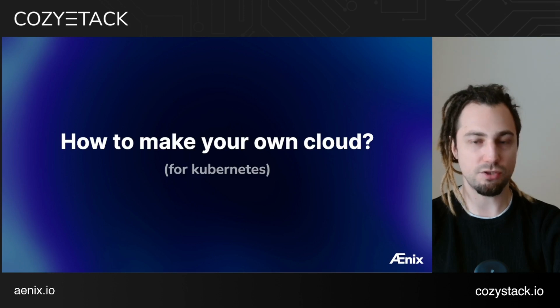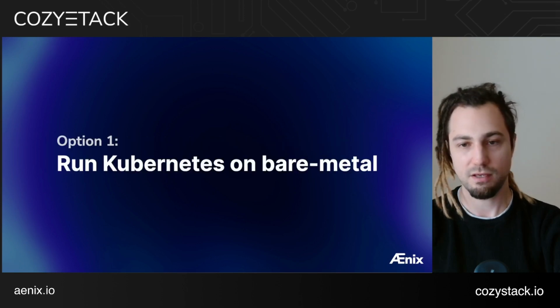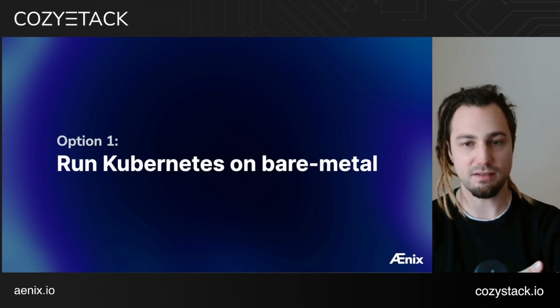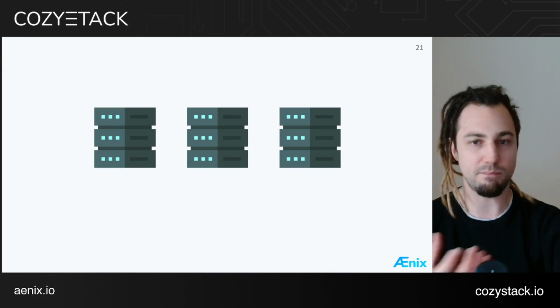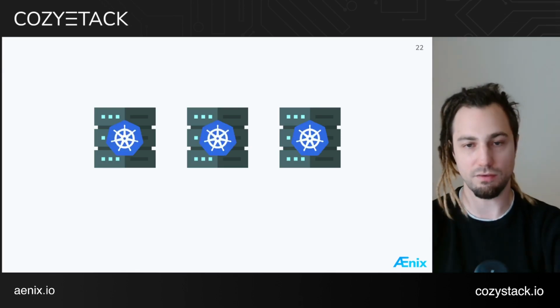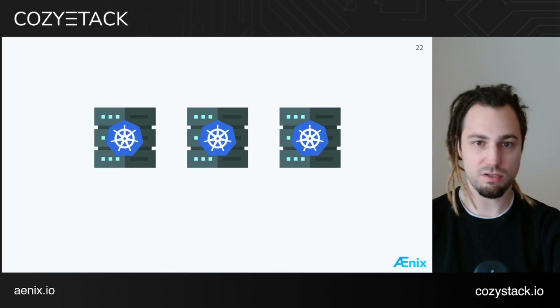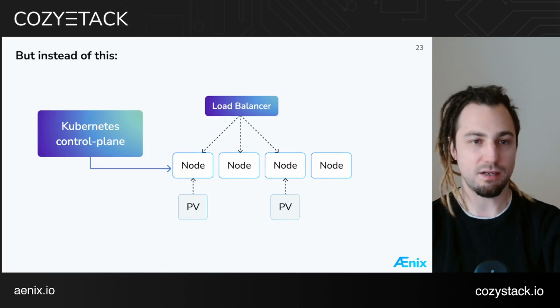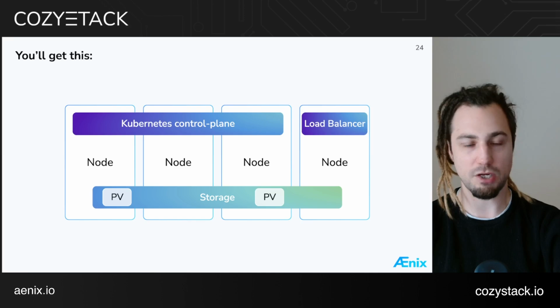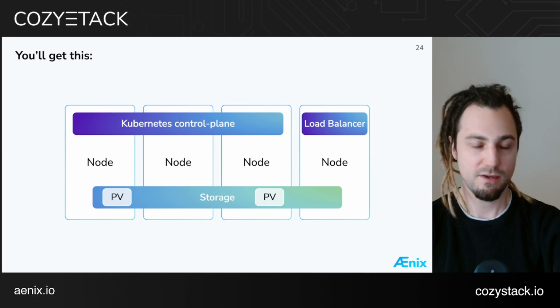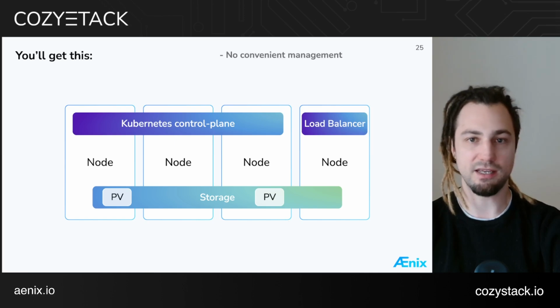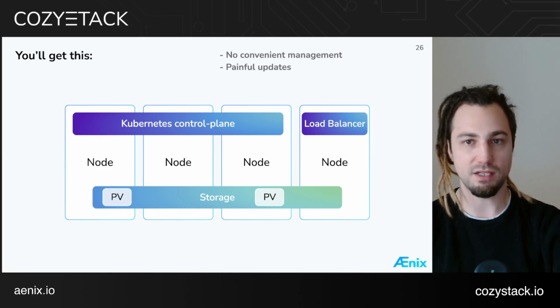But in case you want to create your own cloud for Kubernetes, you have a few options. By the way, if we talk about Kubernetes on bare metal, we usually mean that we have some bare metal nodes and we install Kubernetes on them. You can use various tools, for example, K3s, or kubeadm or Kubespray. There are a lot of options, but instead of this amazing scheme, on bare metal you usually get something like this, and this scheme is a little bit more complicated, I would say, because it has no convenient management.